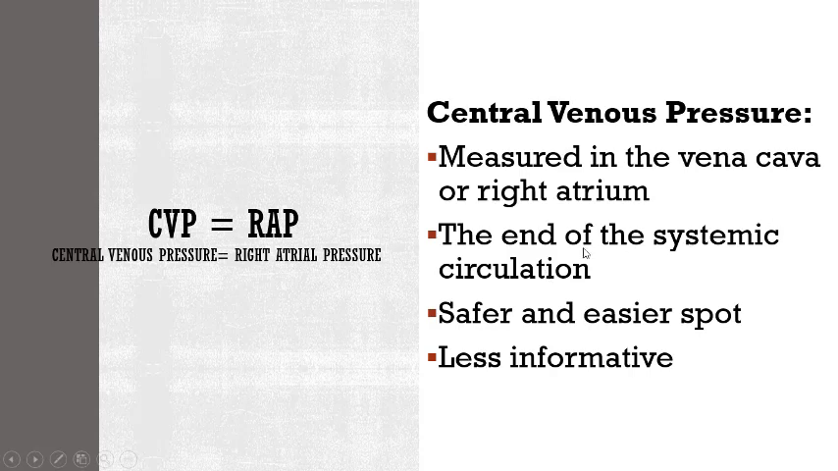We kind of talked about how that's the exit point of systemic circulation because you have that deoxygenated blood coming back from your body into the right side of your heart. The reason that we look at this now instead is it's safer, it's an easier spot, it's less invasive. It is less informative, but that tends to be the way that we monitor patients now, just with the central venous pressure. What the central venous pressure will tell us is what our right atrial pressure is. So that is what we're measuring with the central venous pressure.